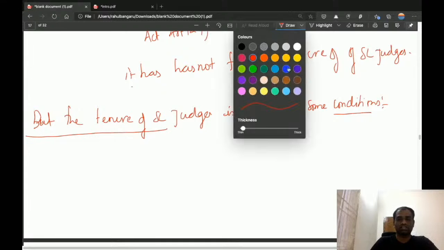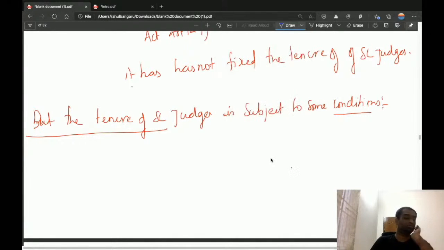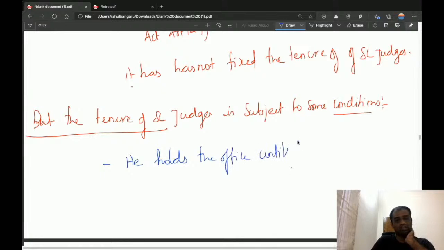Now, what are these conditions prescribed by the Constitution of India for Supreme Court judges? According to the Constitution, the condition that has to be met during this tenure is that he holds the office until the age of 65.